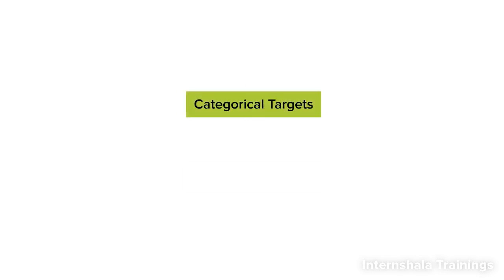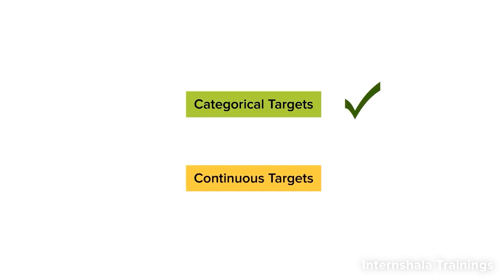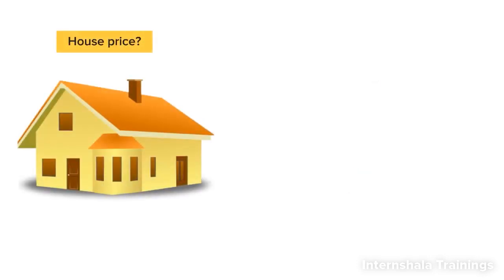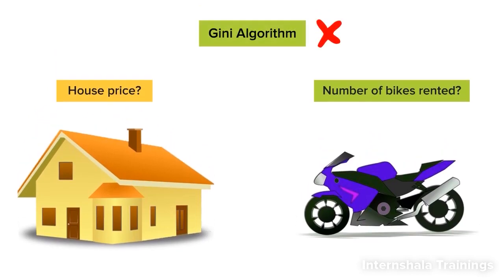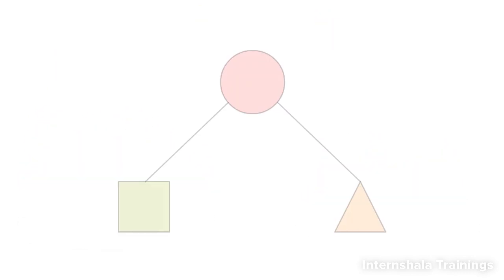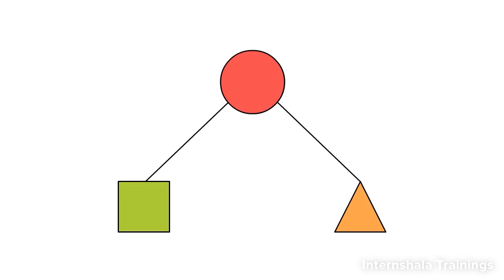Another property of Gini is that it works only in those scenarios where we have categorical targets. It does not work with continuous targets. Like if you want to predict the house price or the number of bikes rented, then Gini is not the right algorithm. Another important property of Gini is that it only performs binary splits, either yes or no, success or failure, and so on. So it will only split a node into 2 subnodes. So these were the properties of Gini impurity.